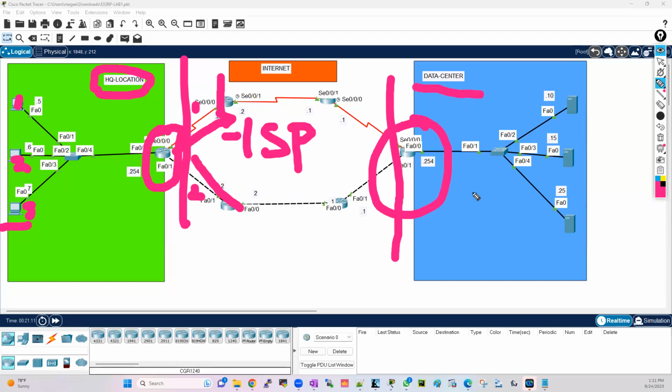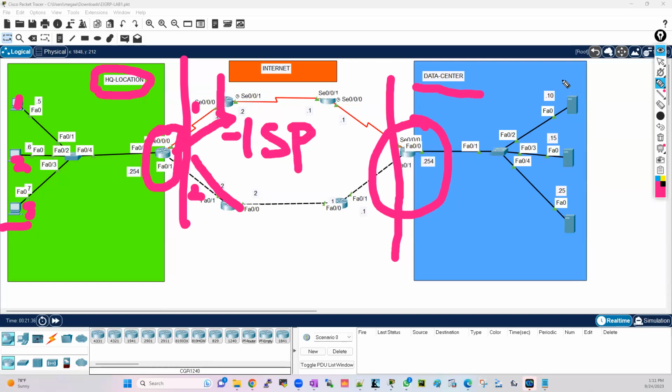Most of the time, data center may not be in the same location with the office. It may not even be in the headquarters. It may be in a segmented environment. So now, this is our data center.